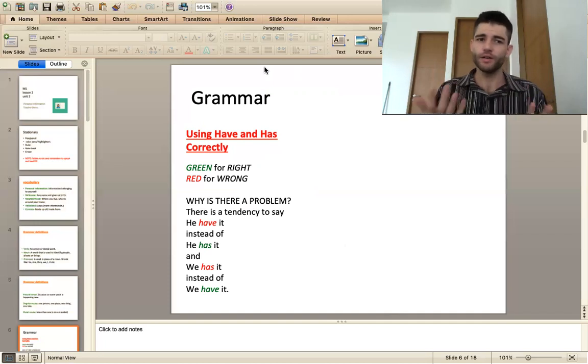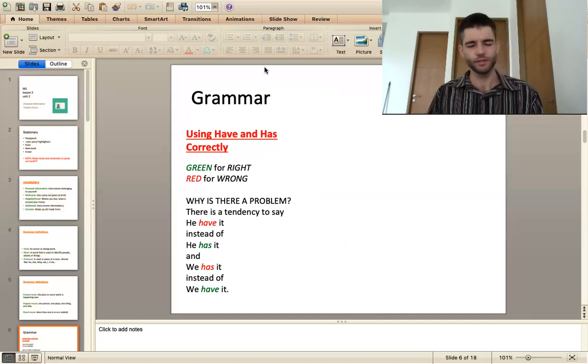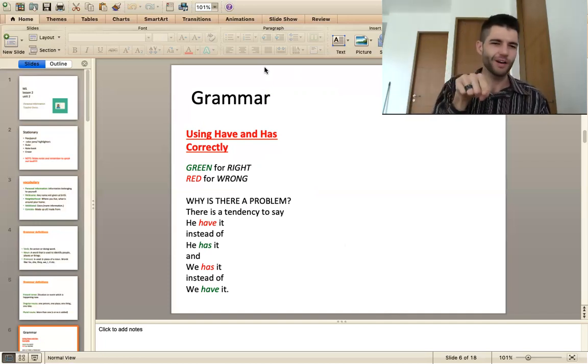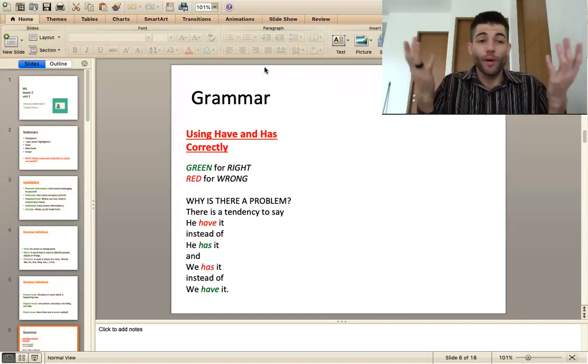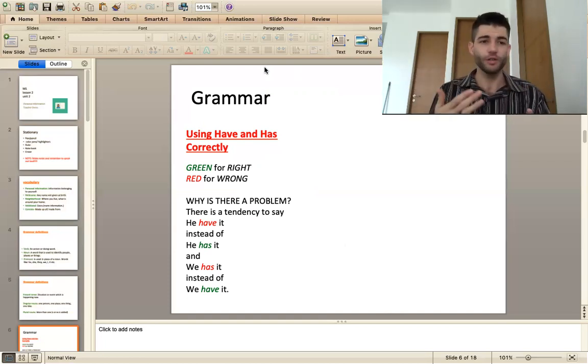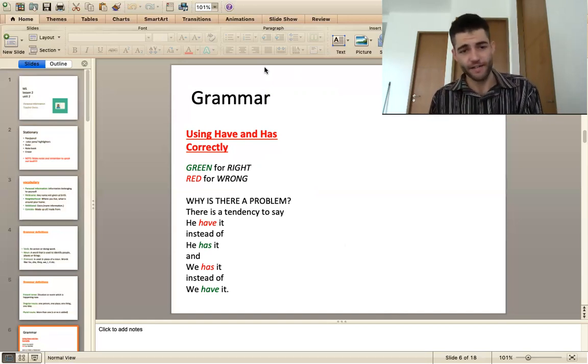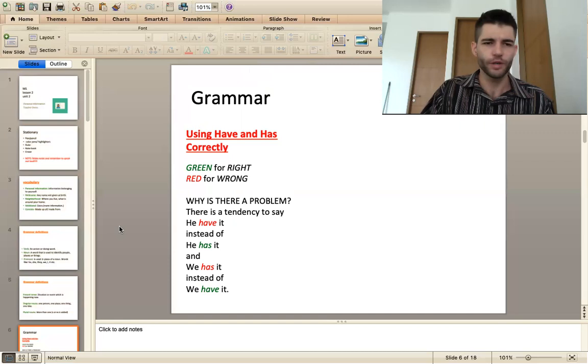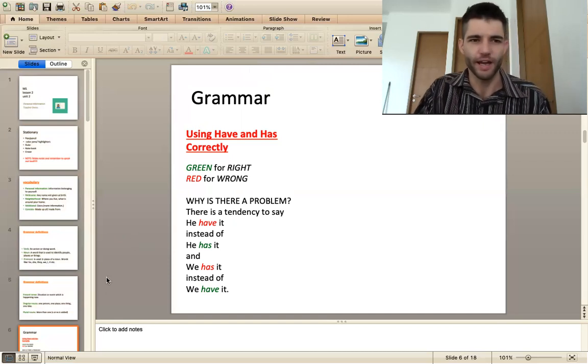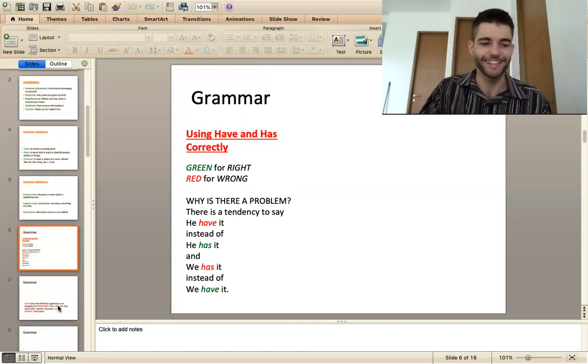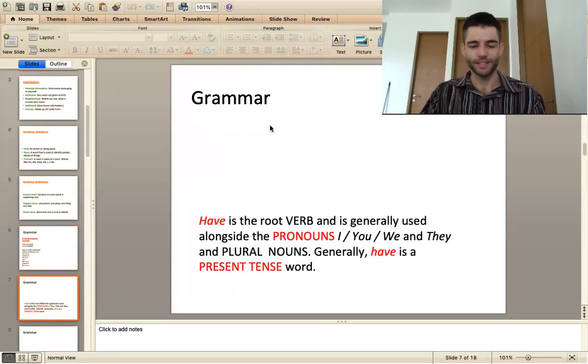So, okay, this might still be confusing. So there's a big question mark, and we're wondering, but why? How do we know when to say has and when to say have? We're going to make it very easy for ourselves, and I'm sure we'll never forget this again. So let's look at this page.